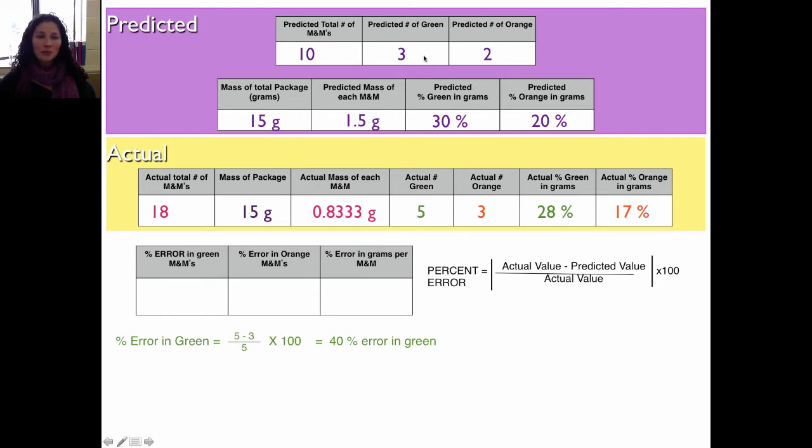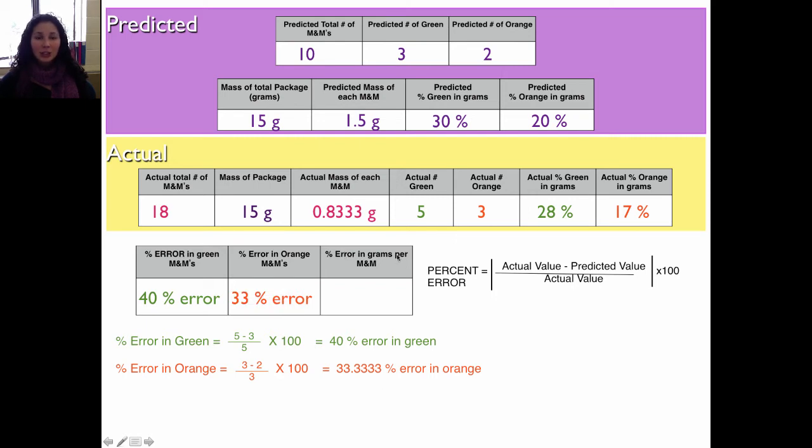And I want to subtract the predicted number of M&Ms and divide by the actual number of M&Ms. And then I can see here that I get 40% error in green. And if I do the same thing with the orange M&Ms, take my predicted value and subtract it from my actual value and then divide by the actual value, I get around 33% error.